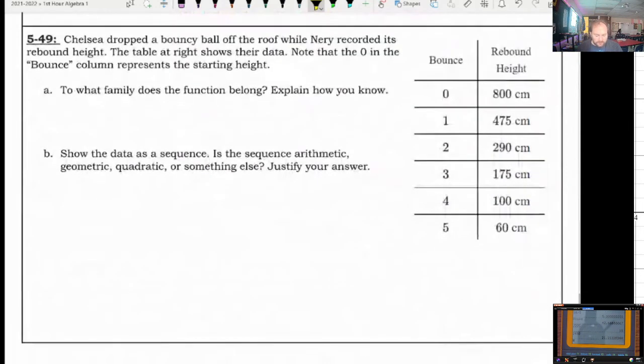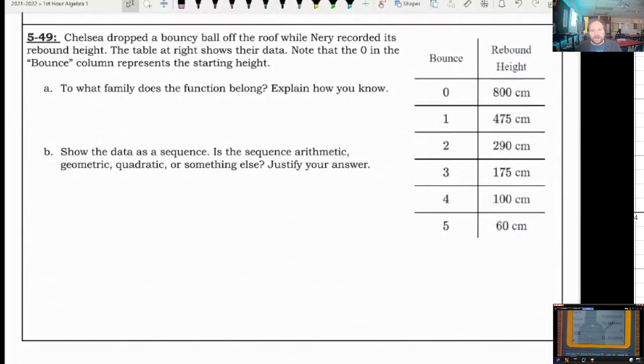And finally, 549, we got a bouncy ball problem. She dropped a bouncy ball off the roof while Neri recorded its rebound height. The table at right shows their data. Notice that the 0 in the bounce column represents the starting height. To what family does this function belong, and explain how you know? Well, we talked about this in class last week. This is the exponential family.